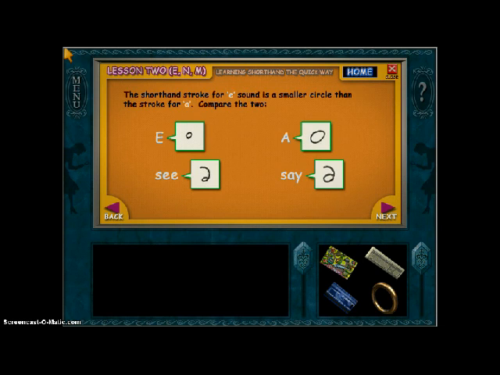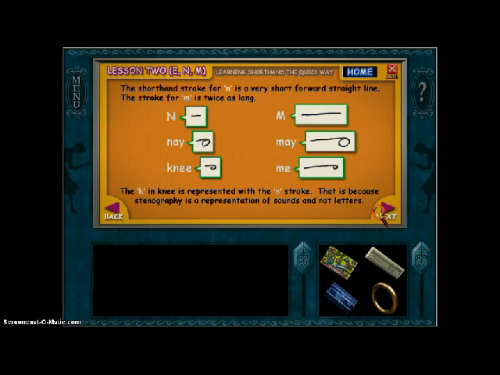We are going to be continuing with our stenography lessons. Alright, we're on lesson 2 now. The shorthand stroke for the E sound is a smaller circle than the A stroke. Compare the two. So this is E, this is A, and let's move on.